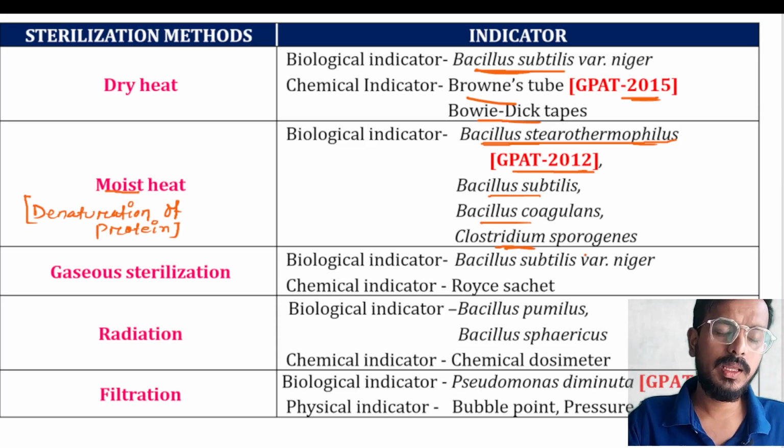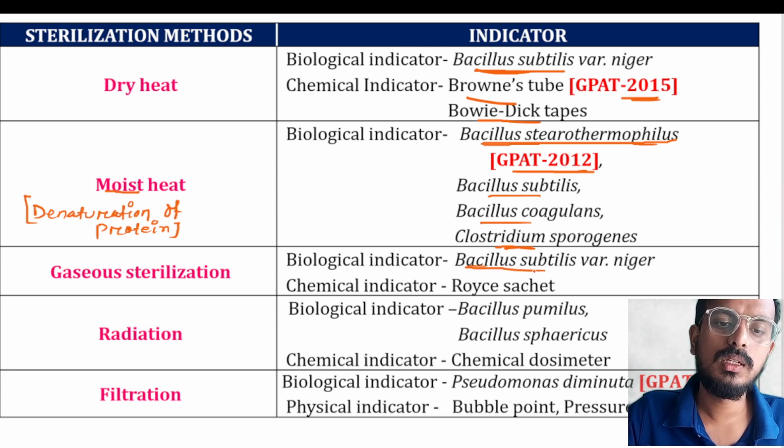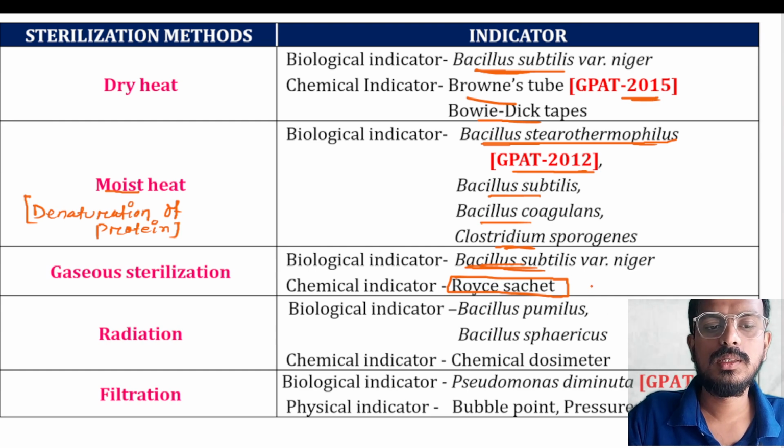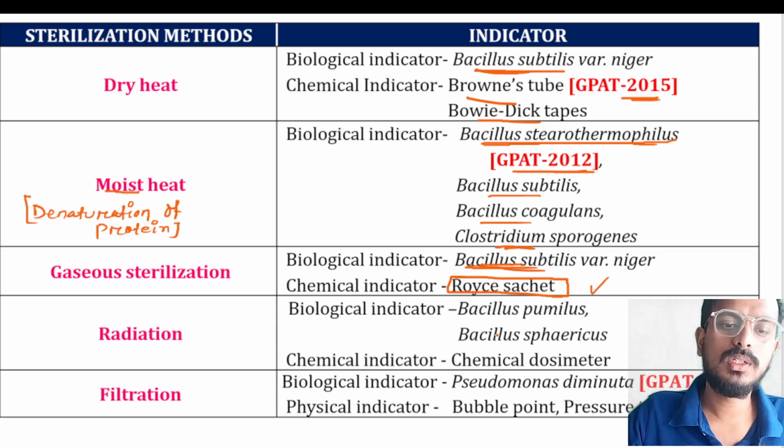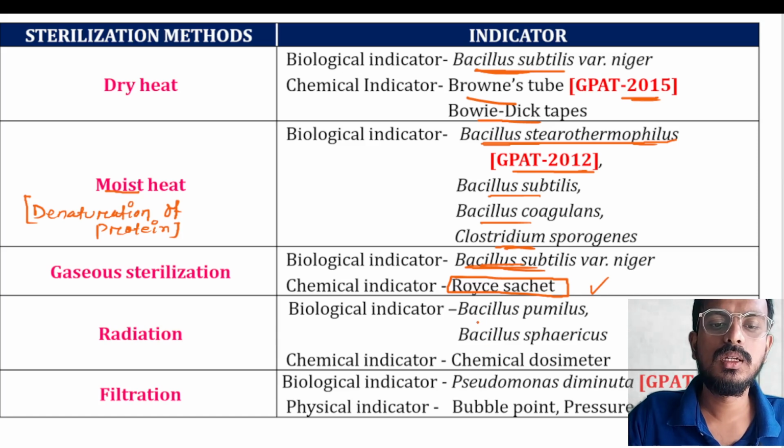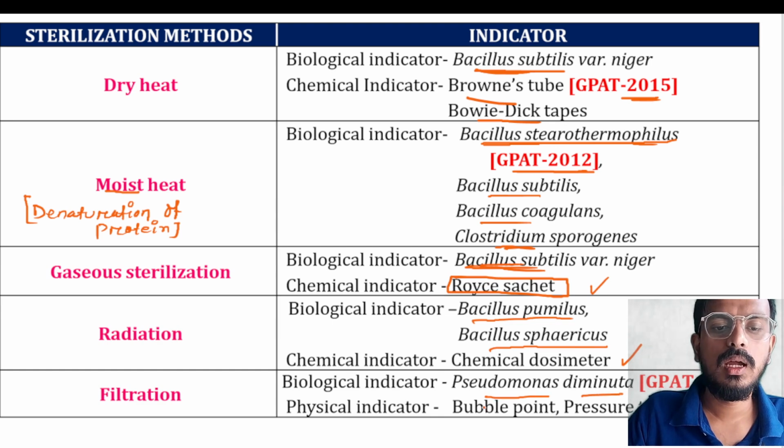Next, we will talk about gaseous sterilization. The biological indicator is Bacillus subtilis, and the chemical indicator is given. Next we will talk about radiation. For radiation, the biological indicators are Bacillus pumilus and Bacillus cereus, and the chemical indicator is a chemical densitometer. If we talk about filtration, the biological indicator is Pseudomonas diminuta, and the physical indicators are the bubble point and pressure test.